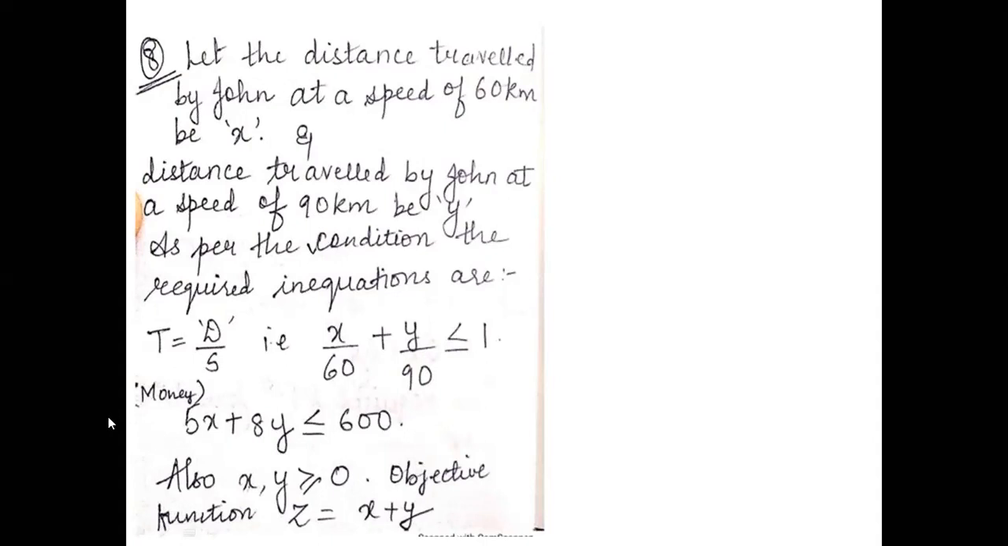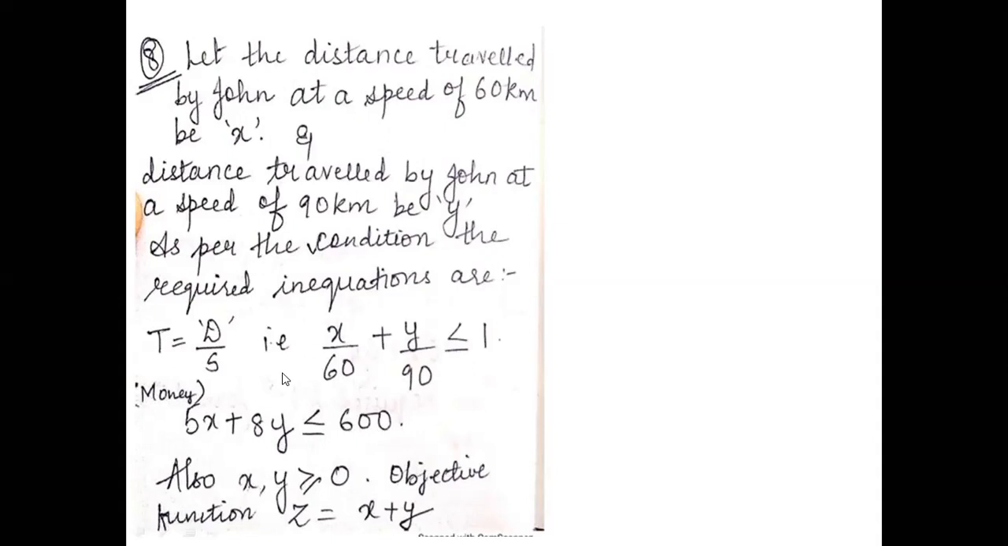Also, I told you all, the money factor is there. So 5x, that is as per 60 kilometers per hour if he is traveling, plus 8y if he is traveling y kilometers. He has to spend that much, less than or equal to the maximum. He has only 600 rupees to be spent.